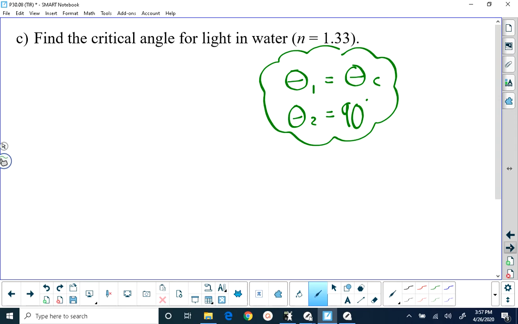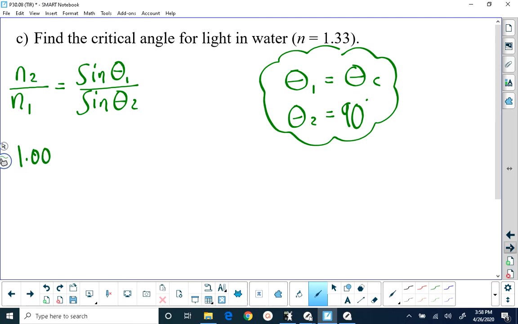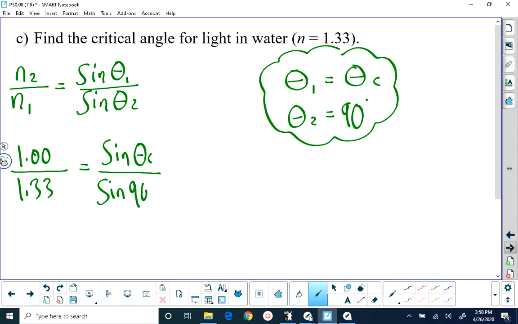So if we write out Snell's law here, we have N2, which is the air, over N1, which is the water, equals sine of theta 1 over sine of theta 2. So let's put in the numbers. N2 is 1.00 over N1, which is 1.33, equals sine of theta 1, but theta 1 is the critical angle, over sine of theta 2, well, theta 2 is 90 degrees. The angle of refraction that gives us the critical angle is 90 degrees.